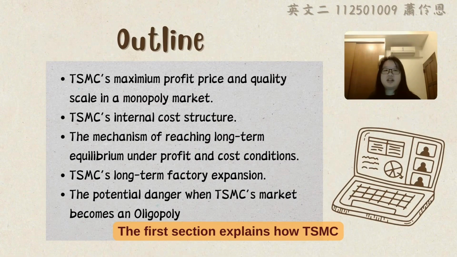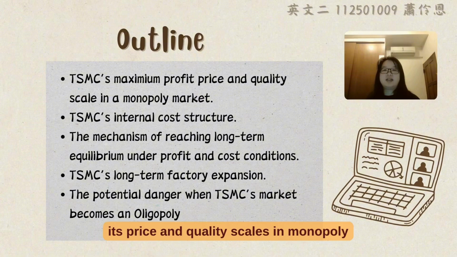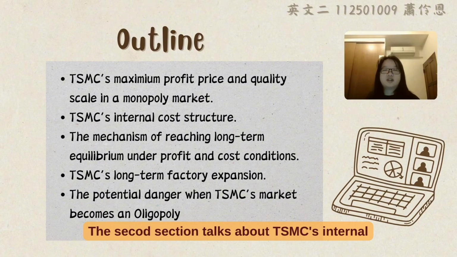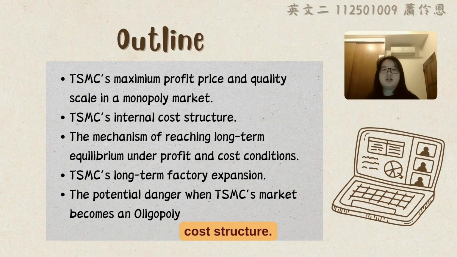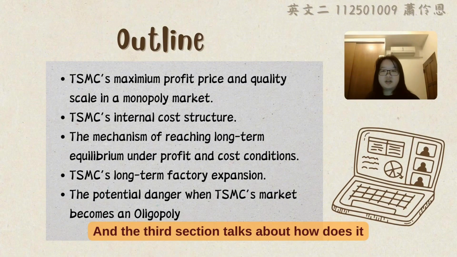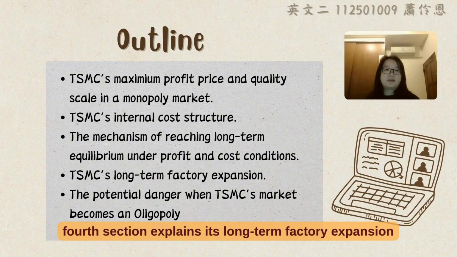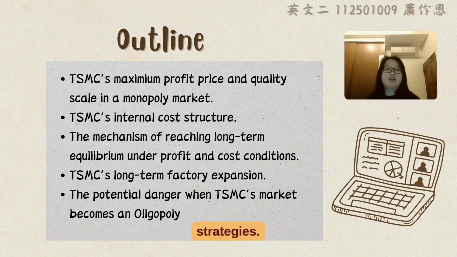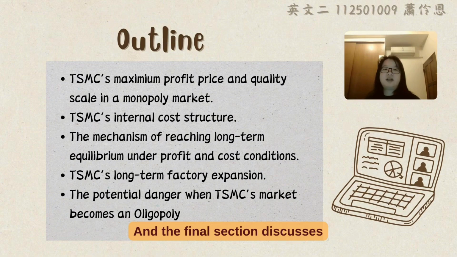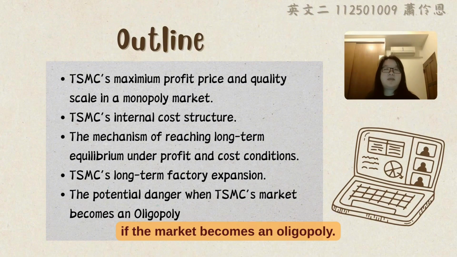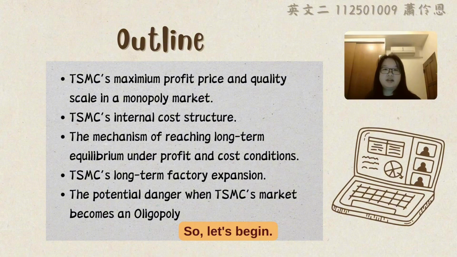The first section explains how TSMC maintains its price and quality skills in a monopoly market. The second section talks about TSMC's internal cost structure, and the third section talks about how it maintains long-term profits. The fourth section explains its long-term factory expansion strategies, and the final section discusses what happens if the market becomes an oligopoly. So let's begin.